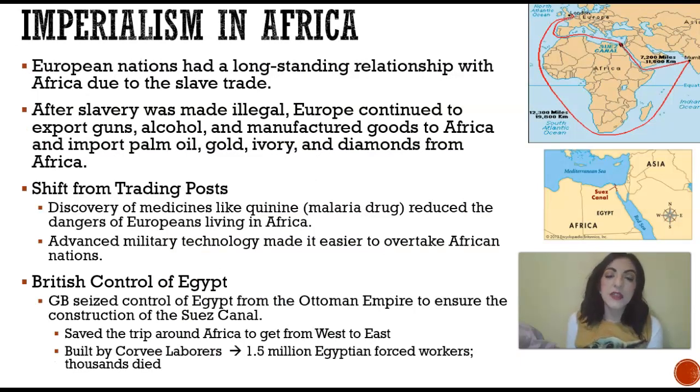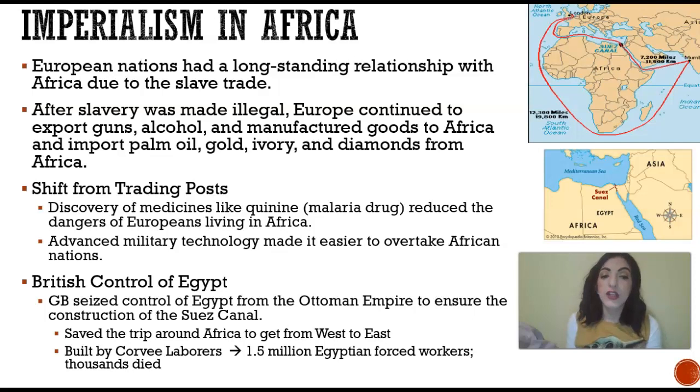Imperialism in Africa. Since European nations had a long-standing relationship with Africa due to the slave trade, the connections and the relationships that were built there were not necessarily positive ones, obviously. Even after slavery was made illegal, Europe continued to export guns, alcohol, and manufactured goods to Africa. They continued to import palm oil, gold, ivory, and diamonds from Africa. So all valuable natural resources.